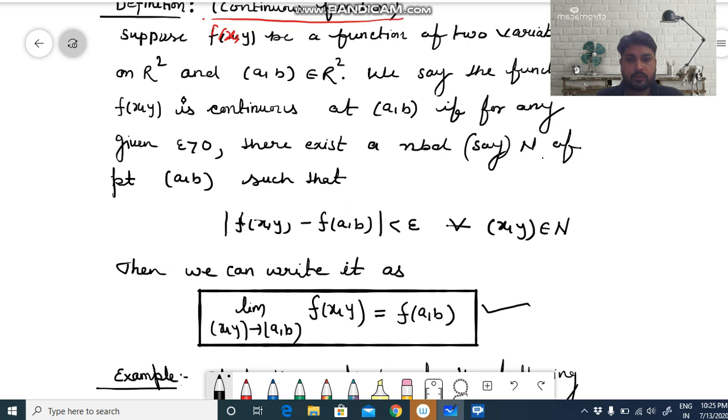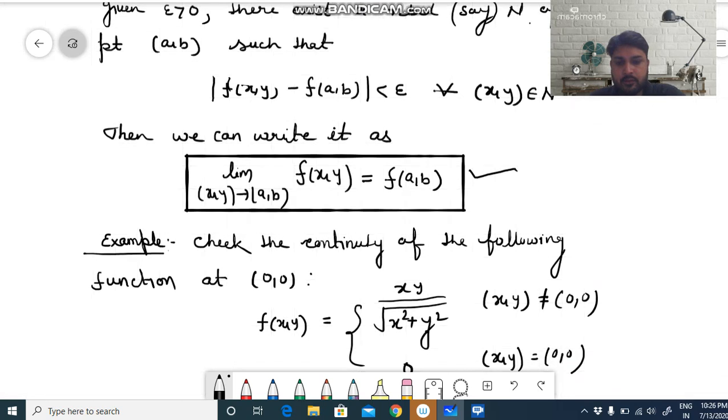So this is the definition of a continuous function at a point (a, b). For continuity we need a neighborhood of a point for which the mod value of f(x,y) minus f(a,b) is less than epsilon for all (x,y) belonging to that neighborhood. Now we will illustrate this concept with the help of an example.